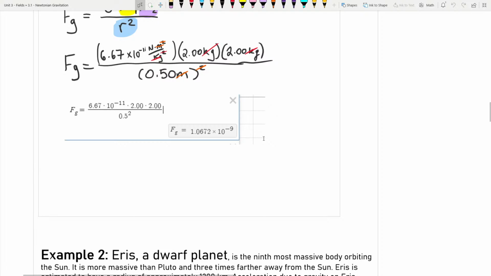So we can say the force due to gravity in this case will be, and how many sig figs do we have? Looks like, oh, it was 50.0 centimeters. So that should actually be 0.500. So we have 3 sig figs. So this should be 1.07 times 10 to the negative 9 newtons.